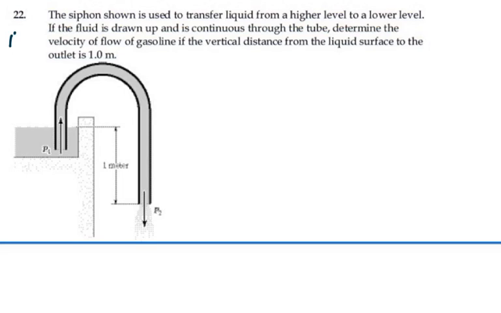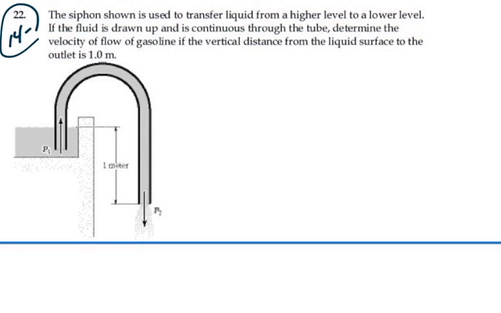Here's problem 1422. The siphon shown is used to transfer liquid from a higher level to a lower level. If the fluid is drawn up and is continuous through the tube, determine the velocity of the flow of gasoline if the vertical distance from the liquid surface to the outlet is 1 meter.